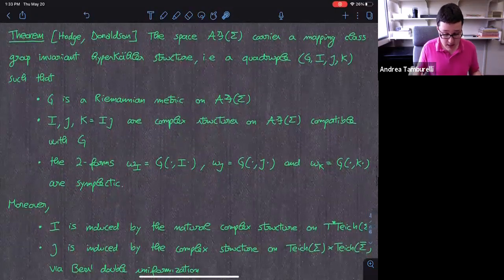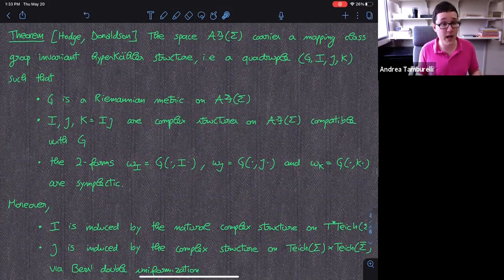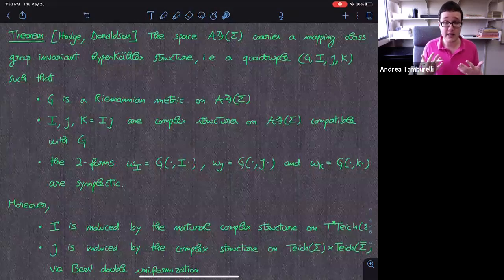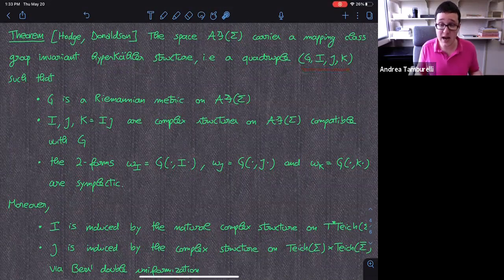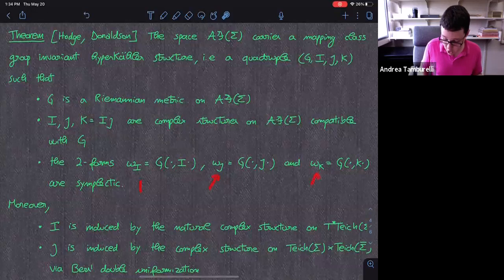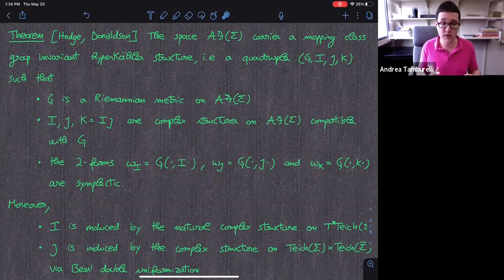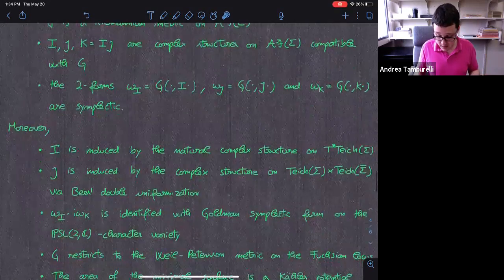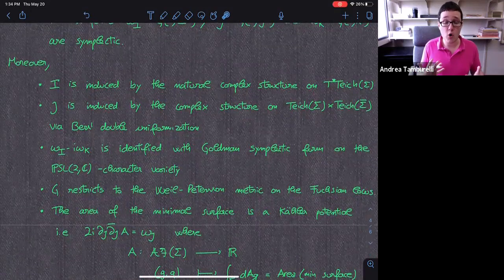So the main result I wanted to talk about is this result by Hodge and Donaldson that says that the space of almost Fuchsian manifolds carries a mapping class group invariant hyperkähler structure. So this means that we can find a quadruple (G, I, J, K), where G is a Riemannian metric on the space of almost Fuchsian manifolds. I, J, and K are complex structures such that K is I times J, and they are all compatible with the metric G. So this means that I, J, and K act like rotations for this Riemannian metric. And moreover, the two-forms omega_I, omega_J, and omega_K are symplectic, so are closed and non-degenerate. And moreover, all these structures arise naturally from the geometry of almost Fuchsian manifolds.